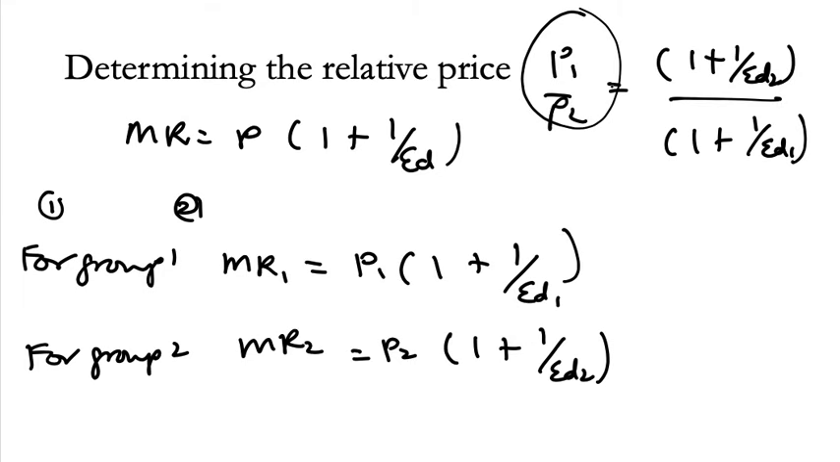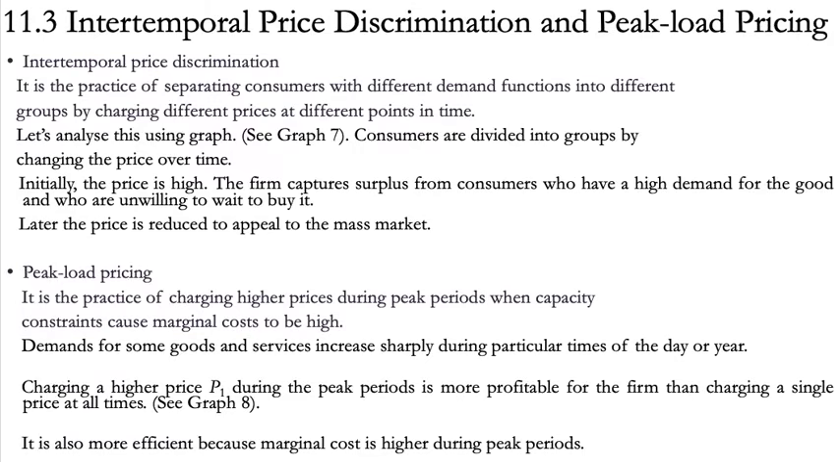So this is the relative price that is usually used by managers, to find, if I have group number 1 and group number 2, how much should I charge group number 1? Should it be lower by half than the price that I charge group number 2, or the other way around? This is another easier way in business, rather than going through all the derivation of mathematics. Now, we move to the next one, the intertemporal price discrimination and also peak load pricing.